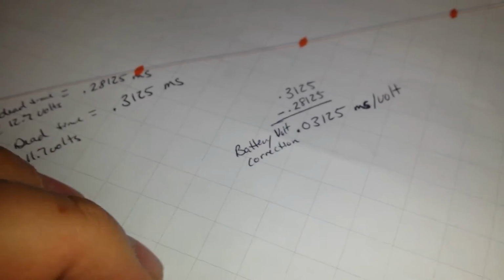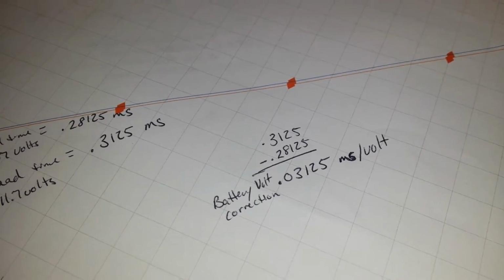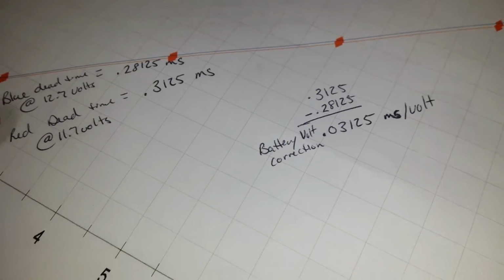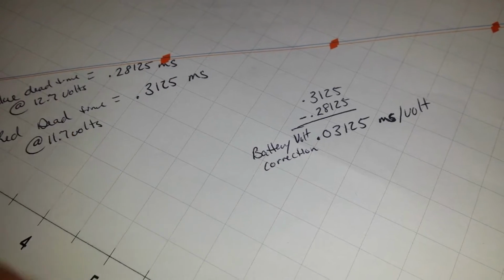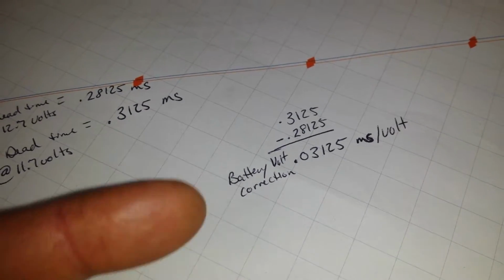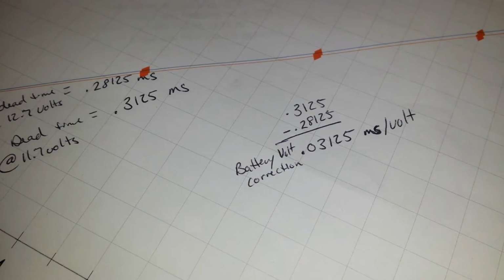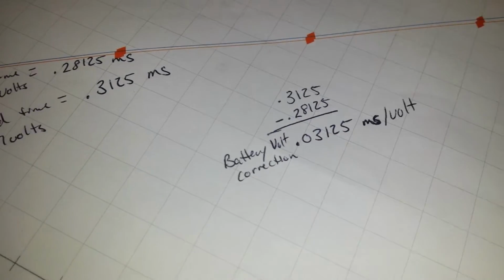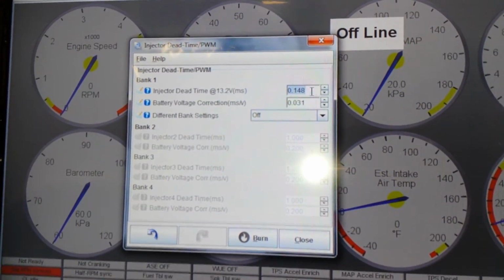So basically now I can calculate the battery voltage correction. I had 1 volt in between the two measurements, 1 volt. So all I need to do is subtract those two numbers from each other, and per volt, this is how many milliseconds per volt of battery correction. So we will input that right there, battery voltage correction.